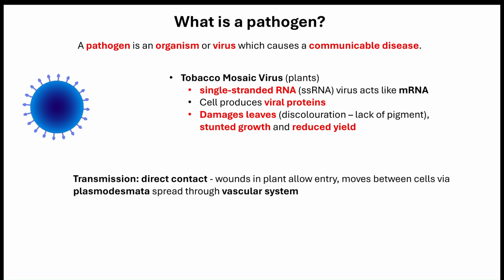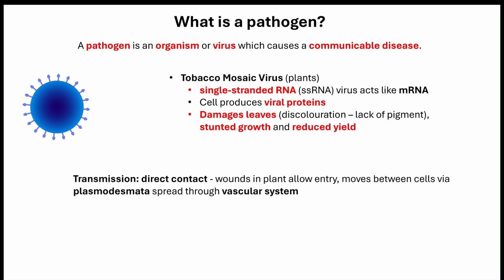So how is it transmitted? Well, it's actually transmitted through direct contact. So if there is a wound in the plant, it will allow entry into the plant, and then that will allow for that to move between the cells via the plasmodesmata, and it can spread through the plant, through the vascular system. So that direct contact from one that has been infected to another plant, if there's any type of wound, that can then end up with it spreading quite quickly.